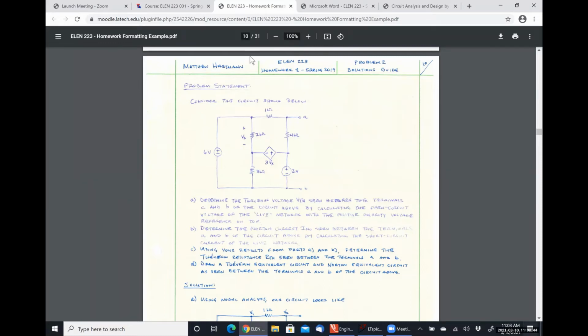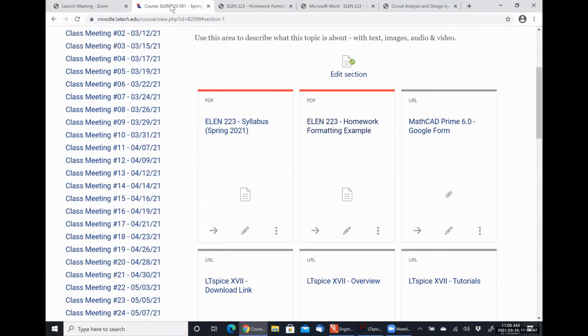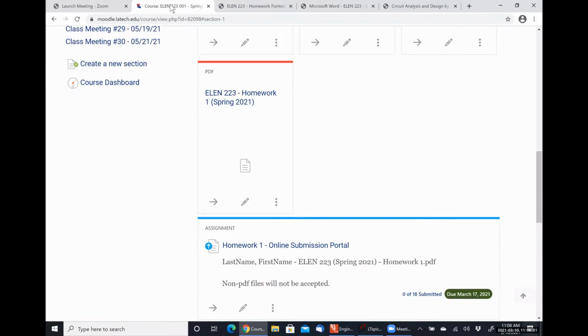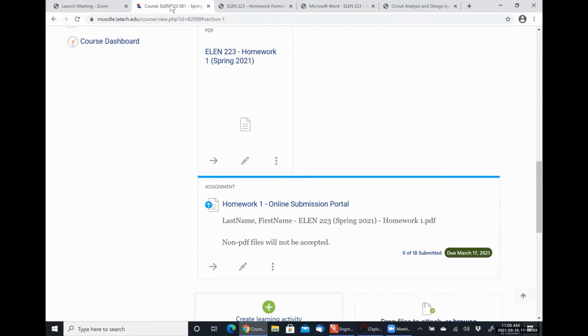So if we go back to our course's Moodle page, just real quick, down here at the bottom, homework assignment 1, which is a review of some topics that are necessary to succeed in this class, there is already an online submission portal that will only allow you to submit PDF files, okay? A single PDF file. So you do all your work, put it all in the right order, scan it, or do whatever you got to do to put it into a single PDF, and then you upload it here using this particular format: your last name, comma, your first name, space dash ELEN 223, spring 2021, homework 1 PDF. Homework 2 will obviously be the same thing, but homework 2, et cetera.